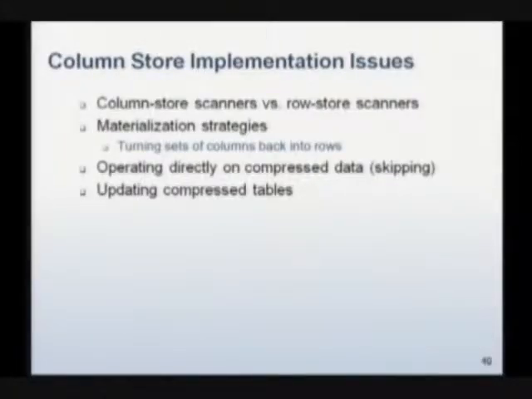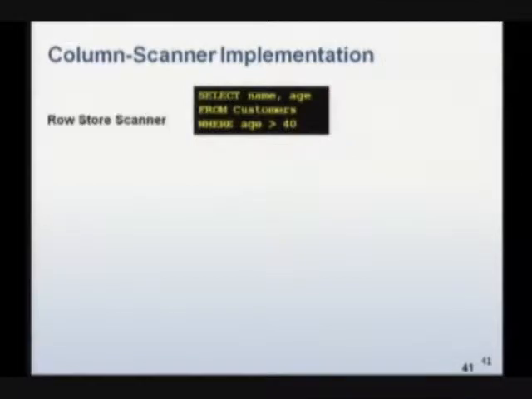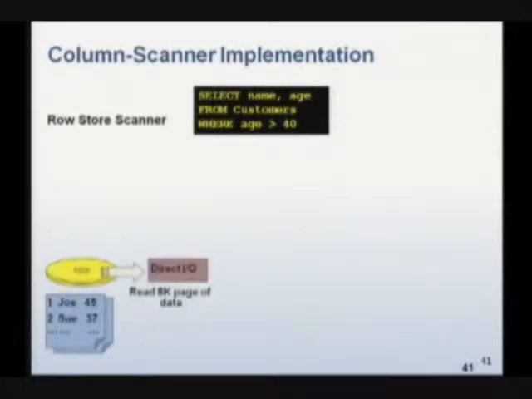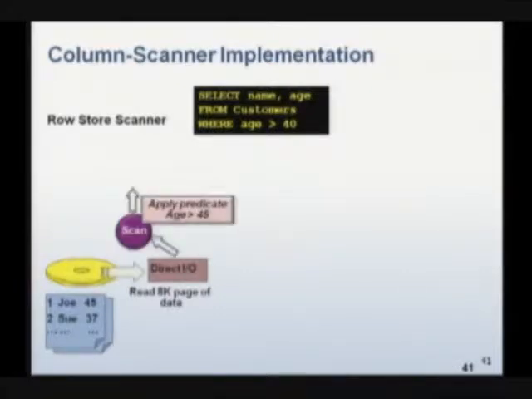Now, once you've built a column store, it turns out you have to re-architect the database system. I want to talk about column store scanners versus row store scanners and some materialization strategies. I've skipped operating on compressed data. So if you look at this query, select names and age from customers where age is greater than 40, and you look at how a database system is architected, we start reading the rows off the disk. We read 8K pages at a time. We apply a predicate, and out comes the rows. Pretty simple. There's a disk I/O and there's a scan operator that's applying the predicate.